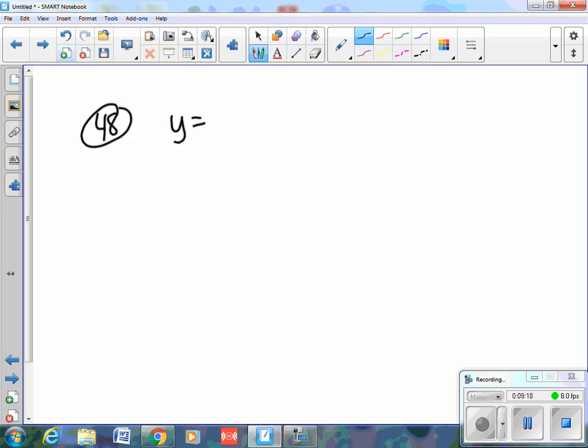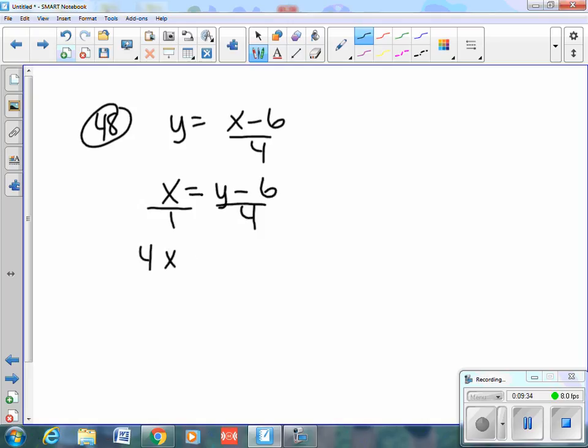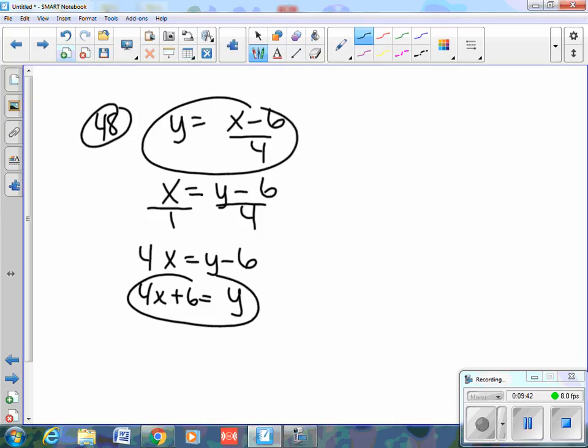Y equals x minus 6 over 4. How do you find the inverse? F to the negative 1 means inverse. So how do you find the inverse? You interchange the x's and the y's. Put it over 1 if you want and just cross multiply. 4x equals y minus 6, so y must equal 4x plus 6. These 2 are said to be inverses of each other. 49. Y equals 2 to the x minus 3.